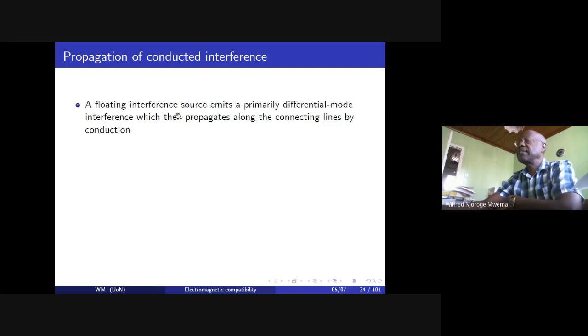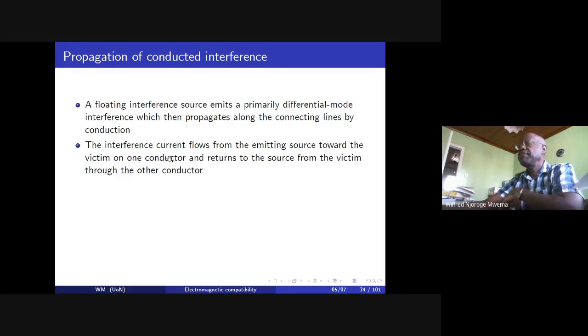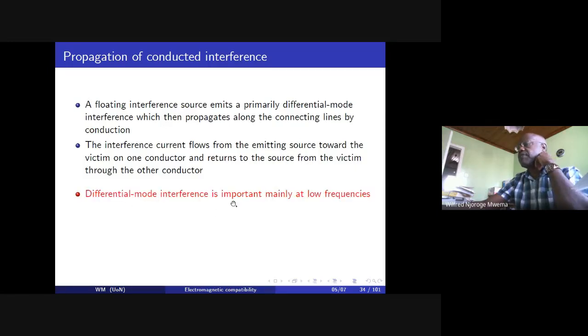So a floating interference source, by floating we are saying that the interference source is not grounded, not connected to the ground plane, will emit a primarily differential mode interference, which then will propagate along the connecting lines by conduction. So the interference current flows from the emitting source toward the victim on one conductor and returns to the source from the victim through the other conductor. And the differential mode interference is usually important mainly at low frequencies, as we saw yesterday.